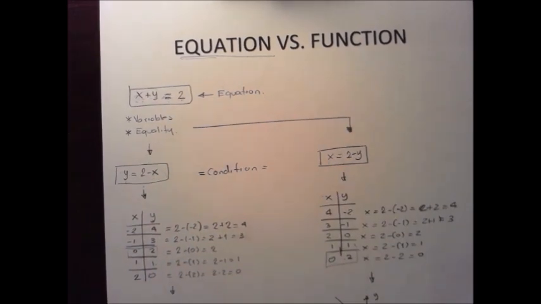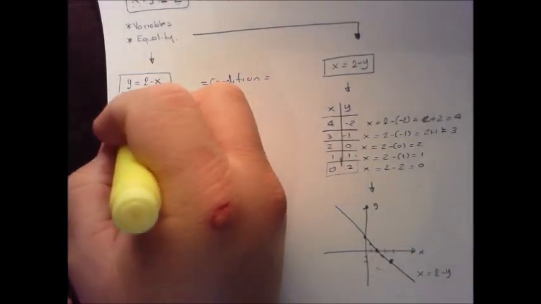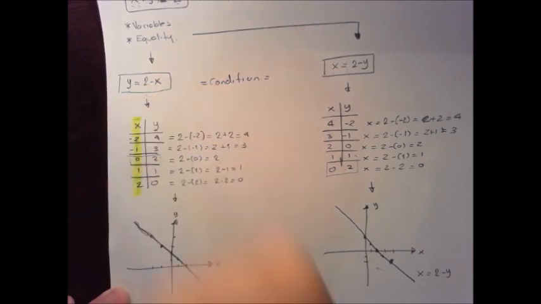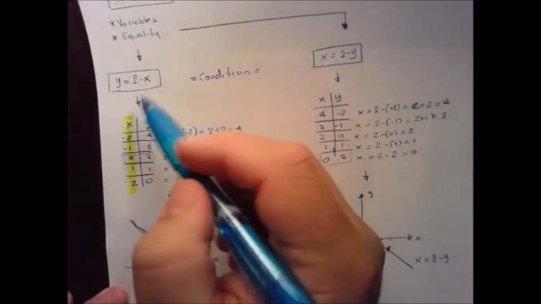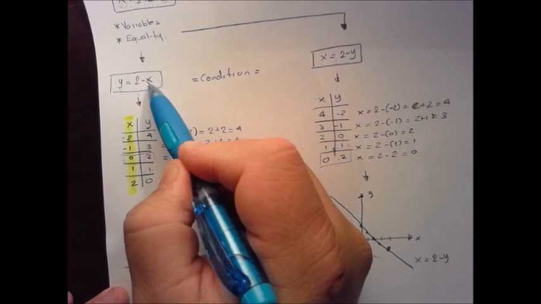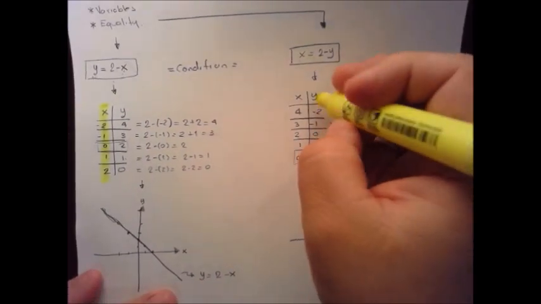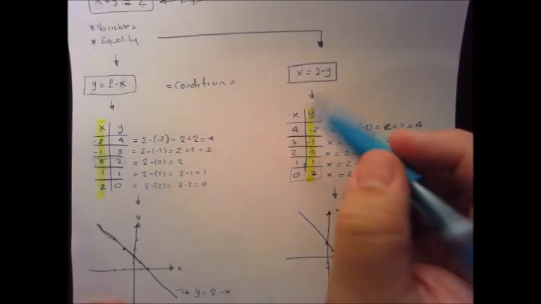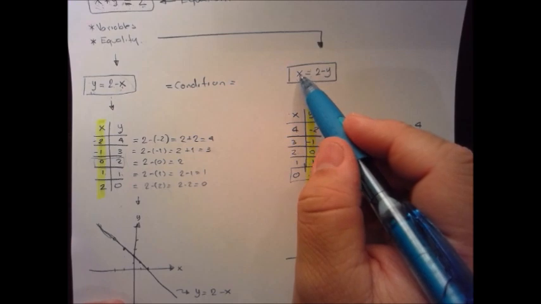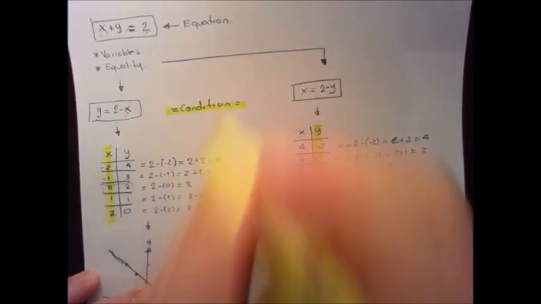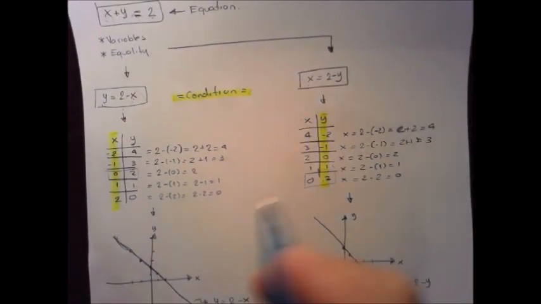Because look at this. For example, in the first one, we decide to give values to x because according with the value of x, we are going to get the value of y. But here, we decide to give values to y. Why? Because according with the value of y, we're going to get the value of x. So here, it's when we are talking about a condition. But what is that condition in an equation?